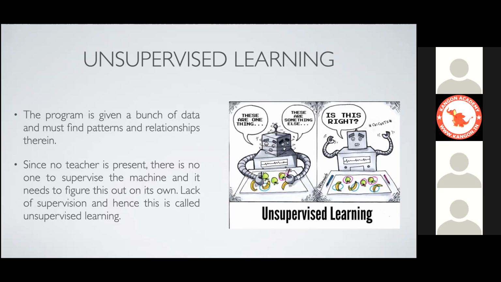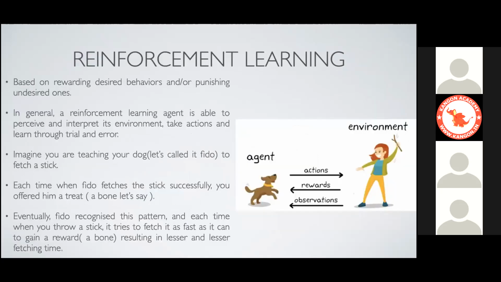What is the next one? The next one is reinforcement learning. Now, reinforcement learning is something which is a little bit tricky. Reinforcement learning is based on rewarding the desired behavior and or punishing the undesired ones.